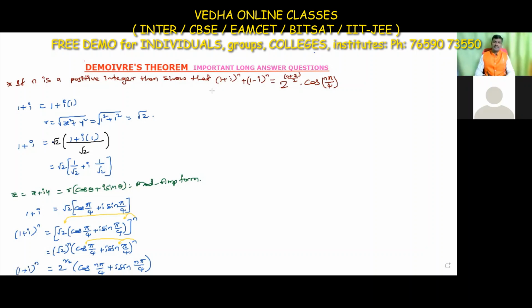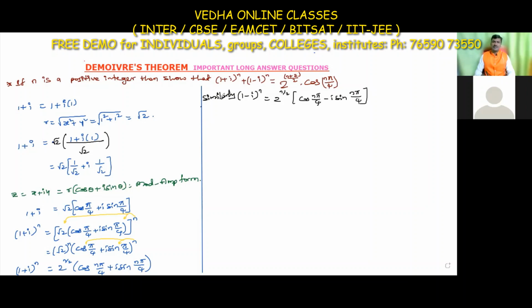Similarly, we have to find the value of (1 − i)^n also. Here we get the same, only the sign is different. We get a minus sign in the middle, remaining as it is: 2^(n/2) into cos(nπ/4) − i sin(nπ/4).